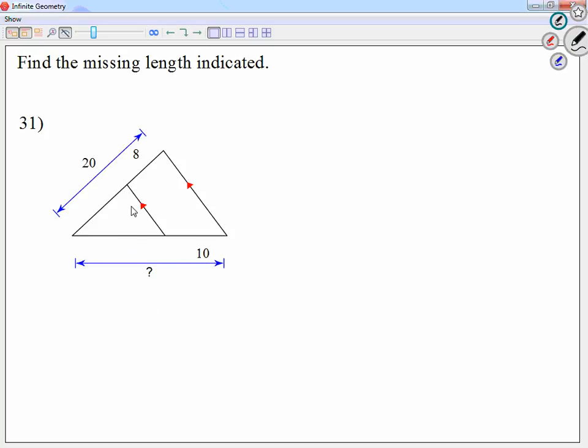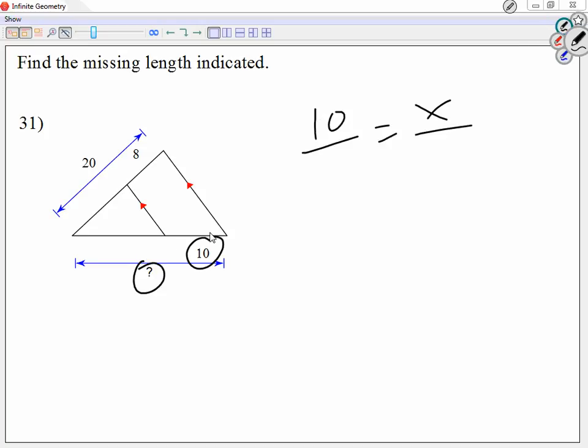Number 31. I can say this side is x minus 10, and I know this side right here is 12, but I don't really want to deal with x minus anything, so from one side I have 10 and x, so I'm just going to set it up, 10 and x. I notice the 10 becomes 8, so there it is. X, which is the whole thing, goes to 20. Then just cross multiply and you're good.